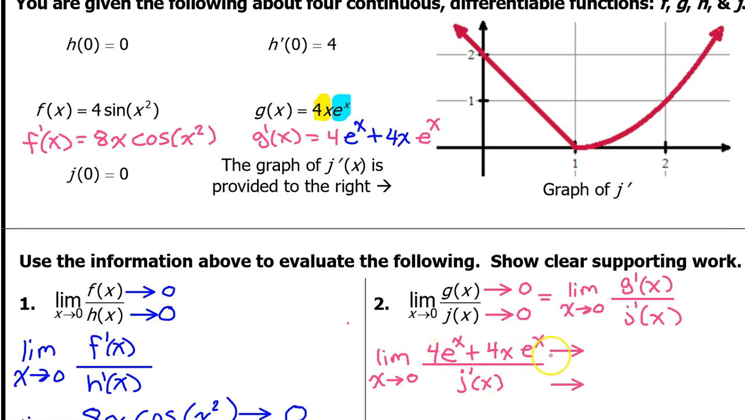So let's see what we get if we do direct substitution with this 0. Plugging in 0 right here, e to the 0 power is 1. 1 times 4 is 4. Plugging in the 0 here wipes this term out. So the numerator is approaching 4. But what about j prime at 0? Well, here's the graph of j prime. J prime at 0 is just the value of j prime right here, which is 2. So the limit is 4 over 2, which is equal to 2.